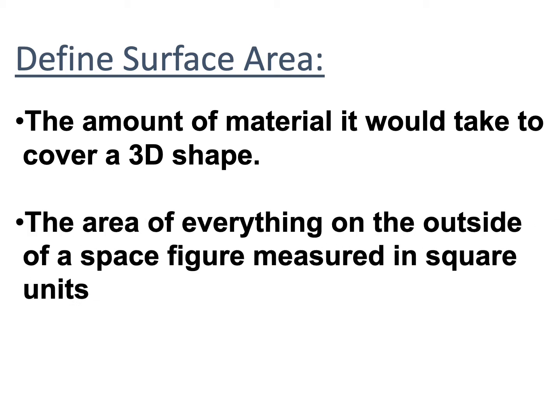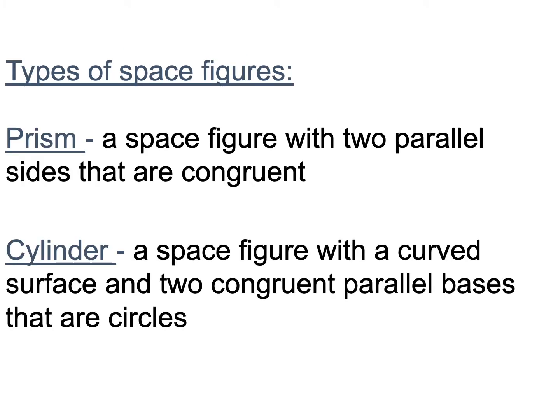Another way to look at it is the area of everything on the outside of a space figure, measured in square units. Square units because it is an area. The types of space figures we're going to look at today: we've got a prism, which is a space figure with two parallel sides that are congruent. It just needs two, but it can have more though. Then we have a cylinder, which is a space figure with a curved surface and two congruent parallel bases that are circles. You're probably familiar with both of these shapes already.